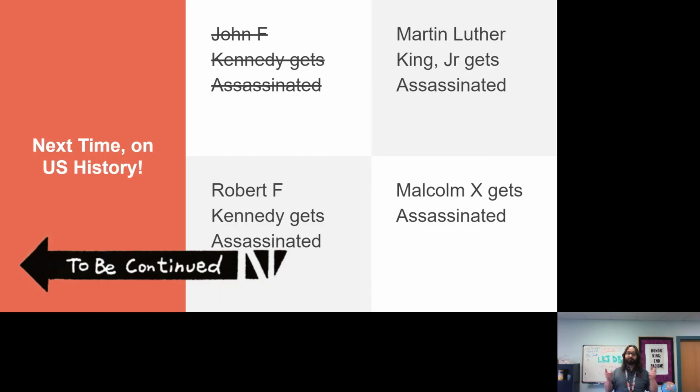Next time on U.S. history, John F. Kennedy's been assassinated. By some of the stuff, Malcolm X is going to get assassinated next, technically, but, yeah.